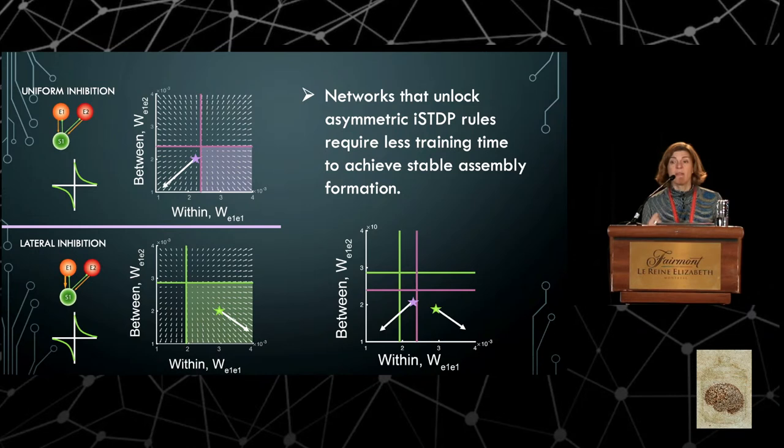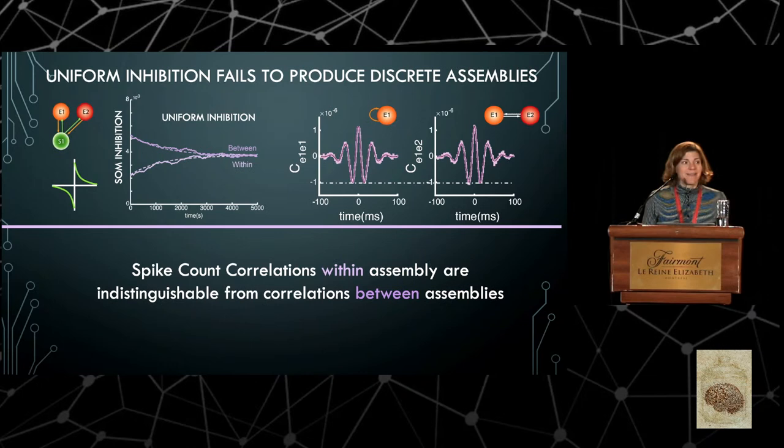Okay, what about correlations? Remember, the whole point was to try and tune some correlation structure into these assemblies. When we look at the correlation structure in the uniform network, on the left we've got the correlations within an assembly, and on the right, we've got correlations between assemblies. What we find is these don't look very different, okay? And actually, these are net negative, meaning that the correlations within and between are quite weak.